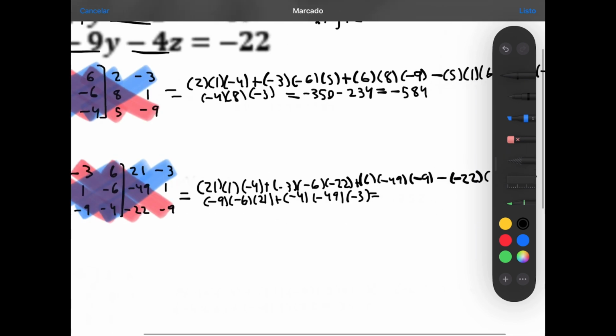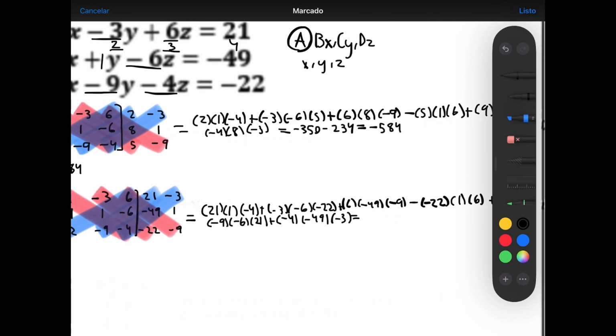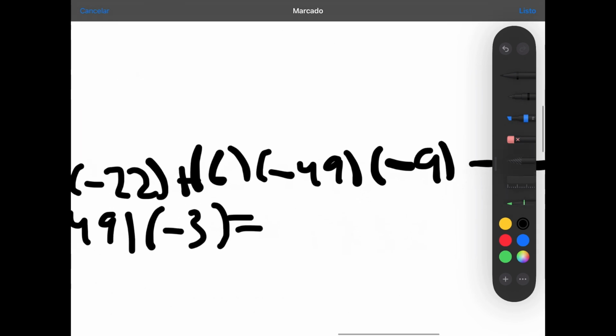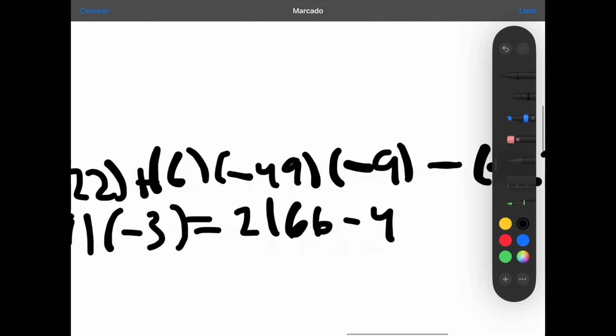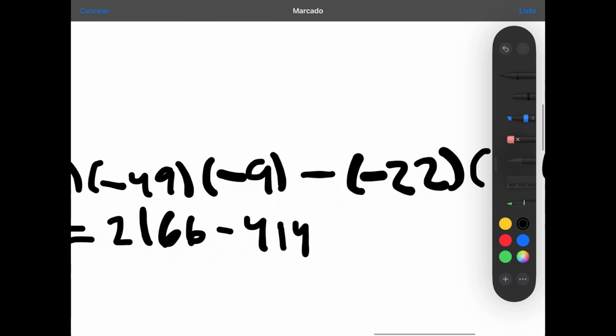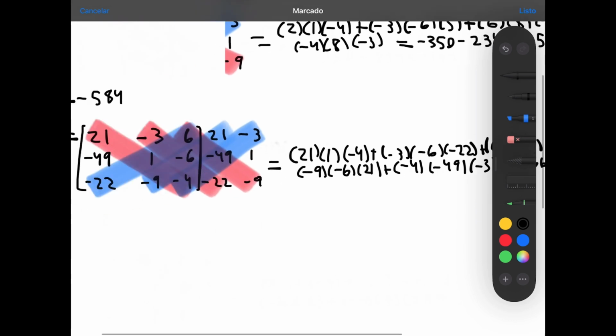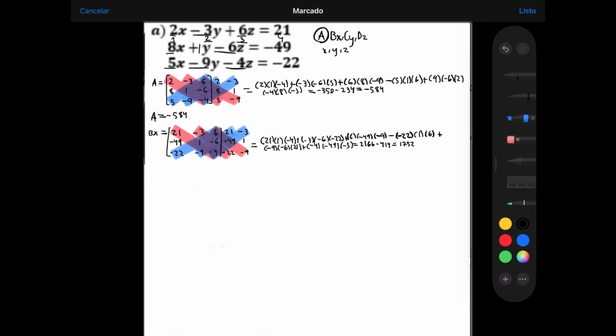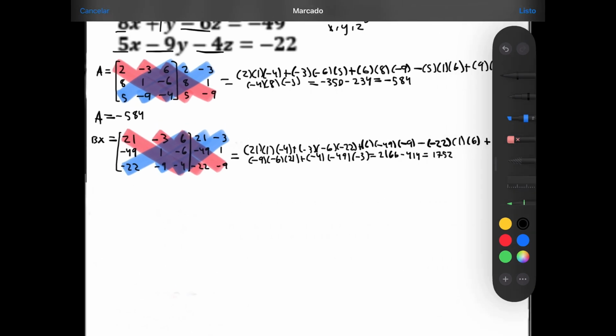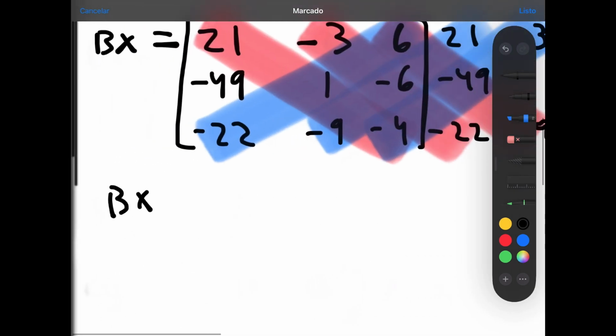Okay, so now, like I said, keeping in mind all the signs and all that, you can do it on paper, in a calculator or whatever you want. So this is 2,166 minus 414. This is equal to 1,752. So the answer is 1,752.